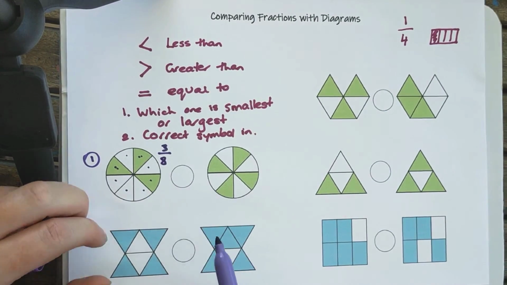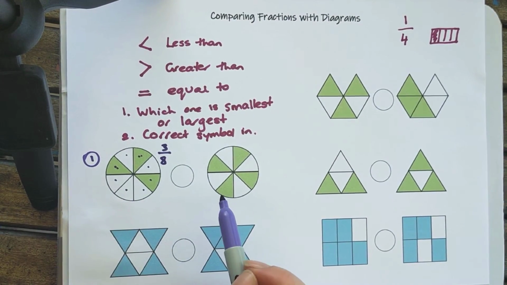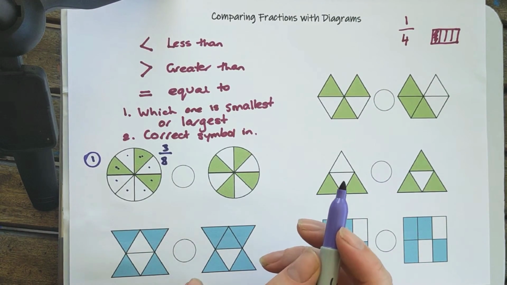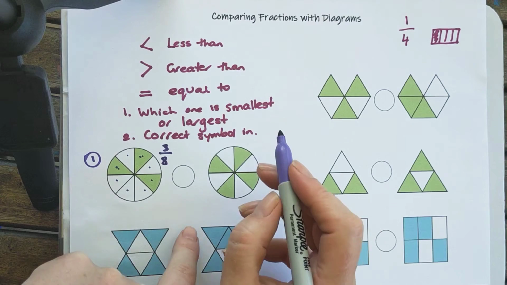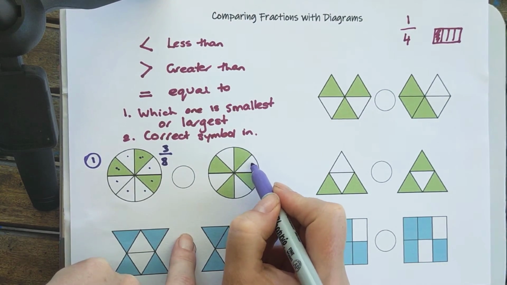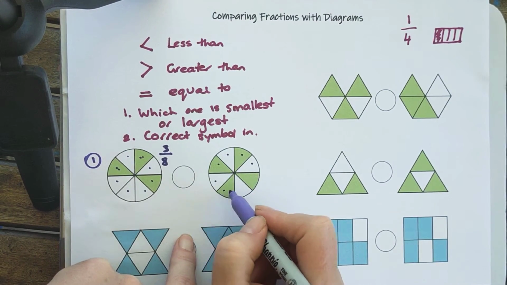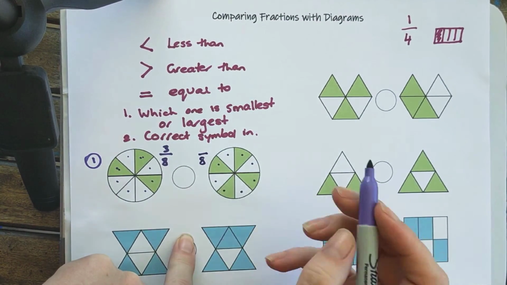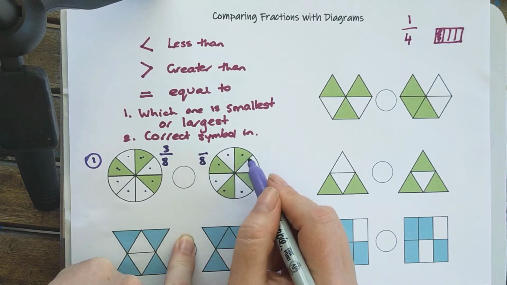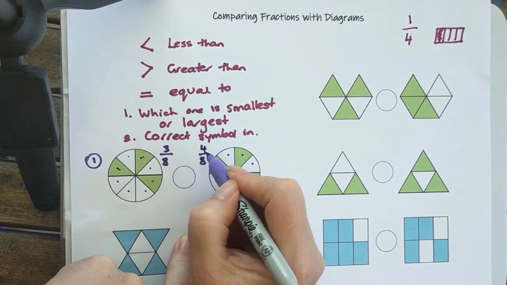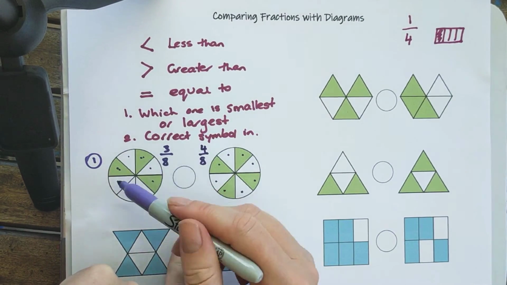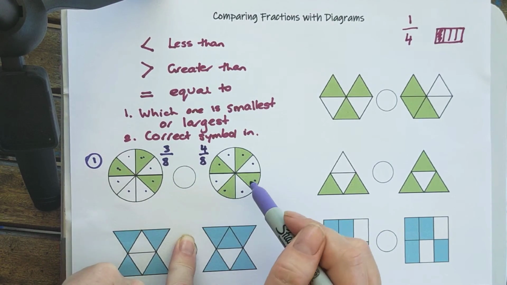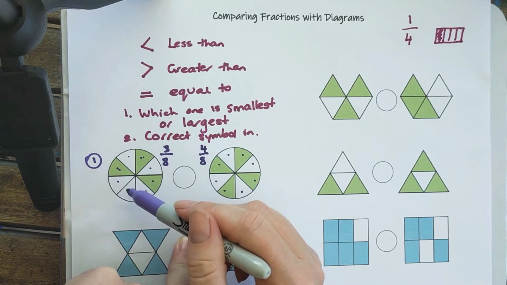Now, if we're going to compare one and the other, we have to see that we've got the same number of pieces in our fraction. Let's count this one. 1, 2, 3, 4, 5, 6, 7, 8. So it's been divided up into the same number of pieces as this one. But here in this one, we've got 4 pieces. So this one's only got 3. This one's got 4. So this one over here is bigger than this one here.